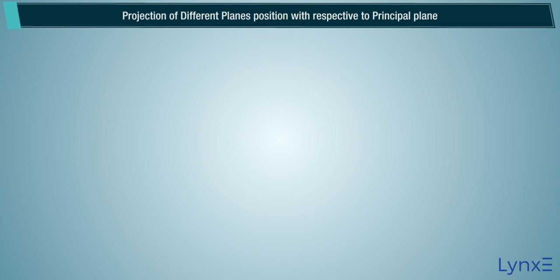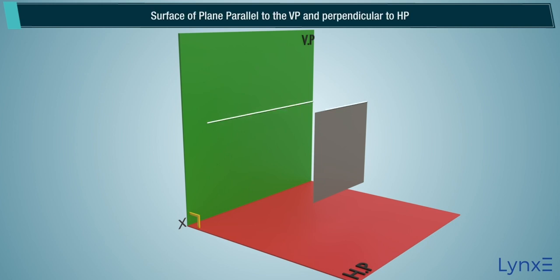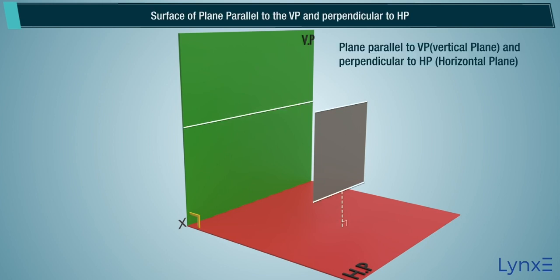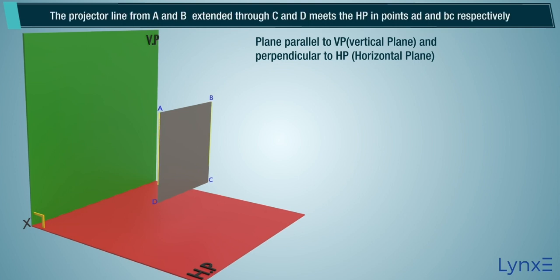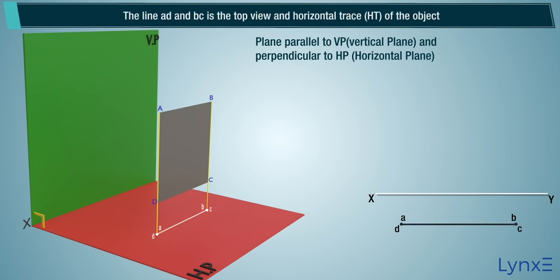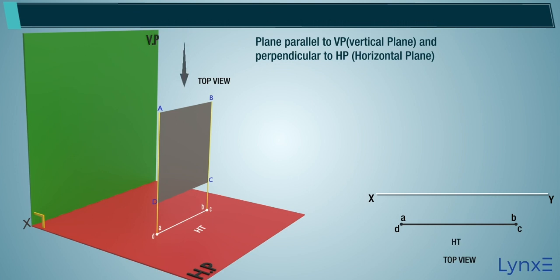Projection of different planes' position with respect to principal planes. Surface of plane parallel to the VP and perpendicular to HP. In this, we have a plane ABCD, which is parallel to VP and perpendicular to HP. The projector lines from A and B, extended through C and D, meet the HP in points a, d, and b, c respectively. The line ad, bc is the top view and horizontal trace HT of the object.